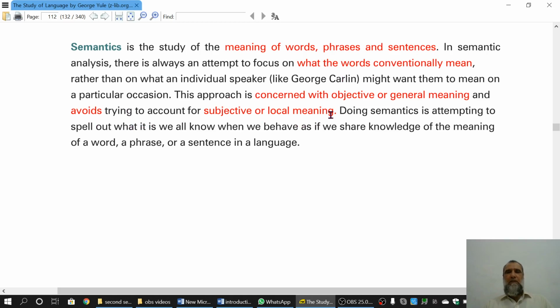The subjective and the local meaning refers to that meaning which a specific person takes from some specific word, a specific meaning. That meaning is generally not accepted, so that meaning will not be taken in linguistics. We will take that meaning only which is objective and which is concerned with the objective and general meaning. So we avoid the subjective and the local meaning.